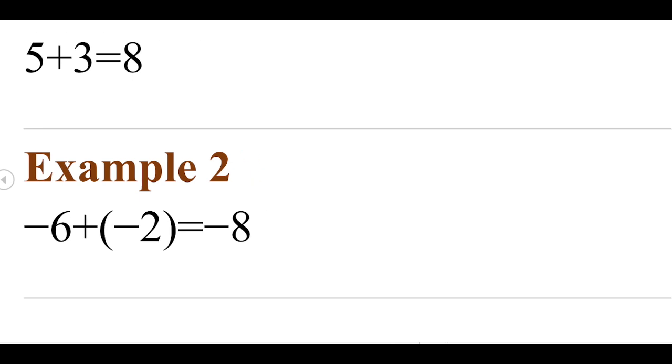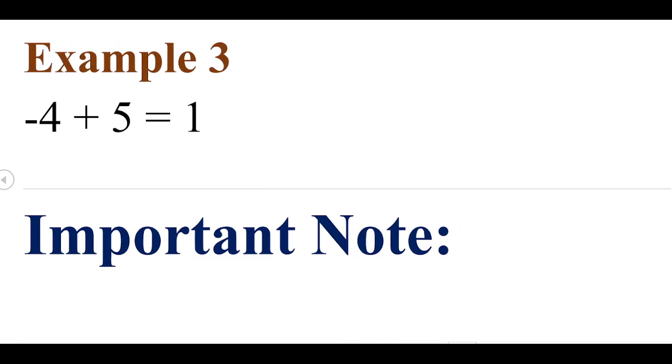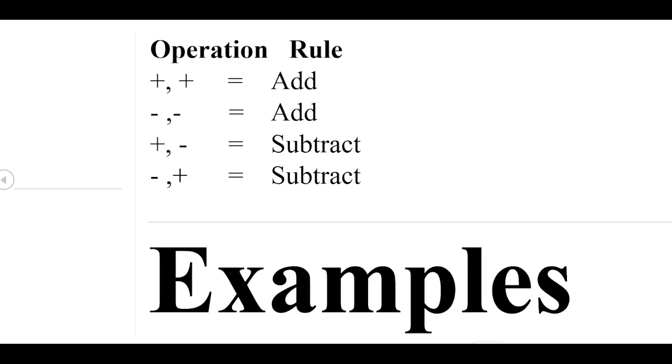We can see another example. Minus 6 plus minus 2. The final answer is minus 6 minus 2, the answer is minus 8. Now we can see another example. Minus 4 minus minus 5. So we can change the double negative into addition. Minus 4 plus 5. The final answer is 1.